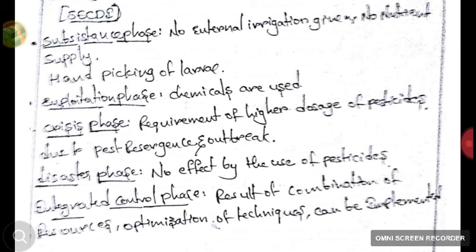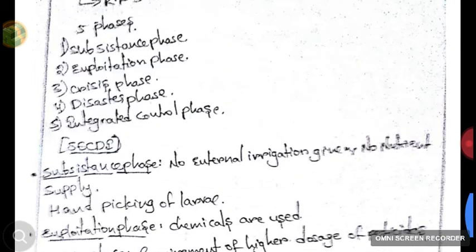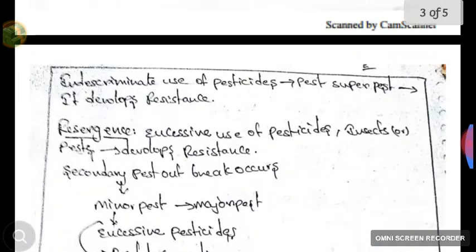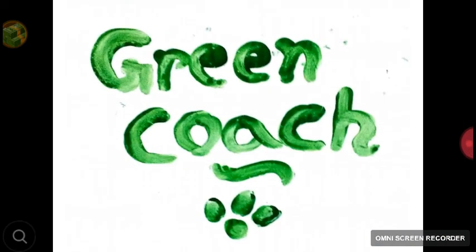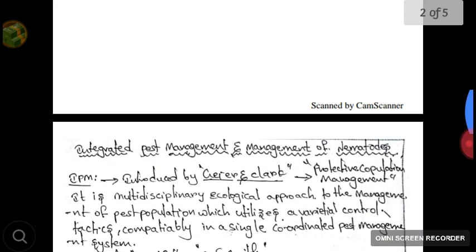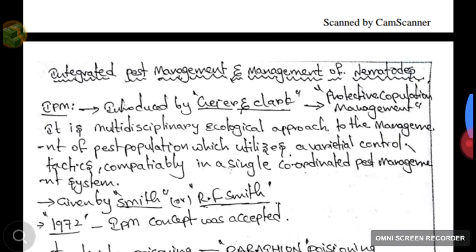That's what we read in today's class. Let's see the brief summary of today's class. In Green Coach class of today, we learned about integrated pest management, its introduction. So we learned what is integrated pest management.